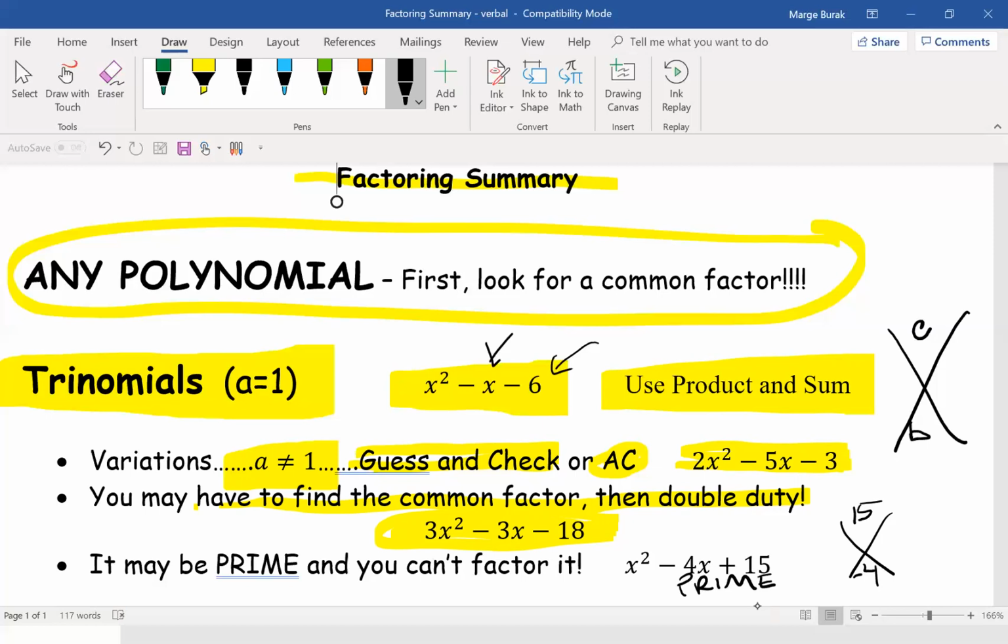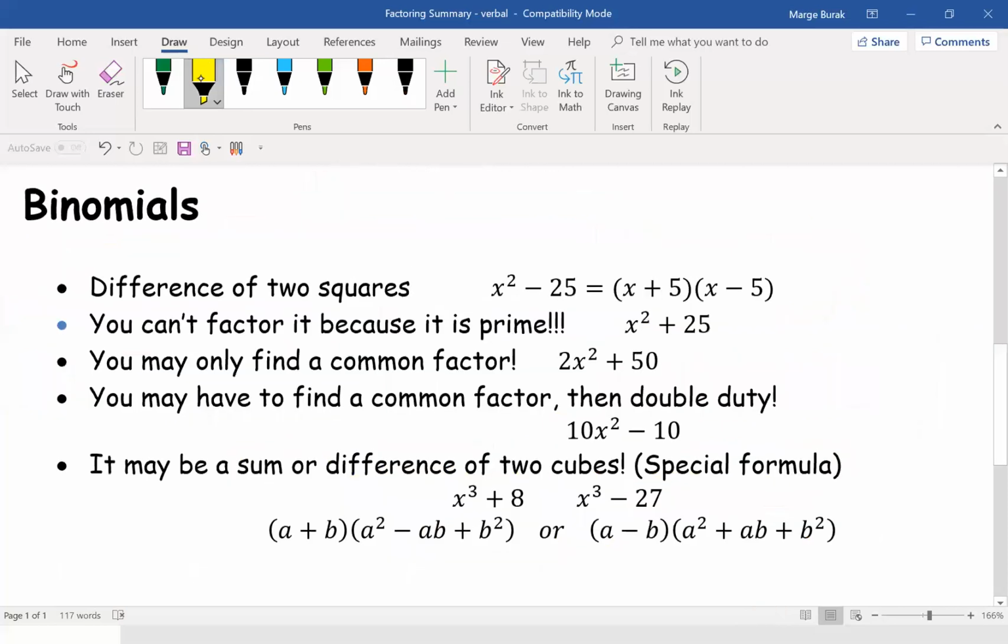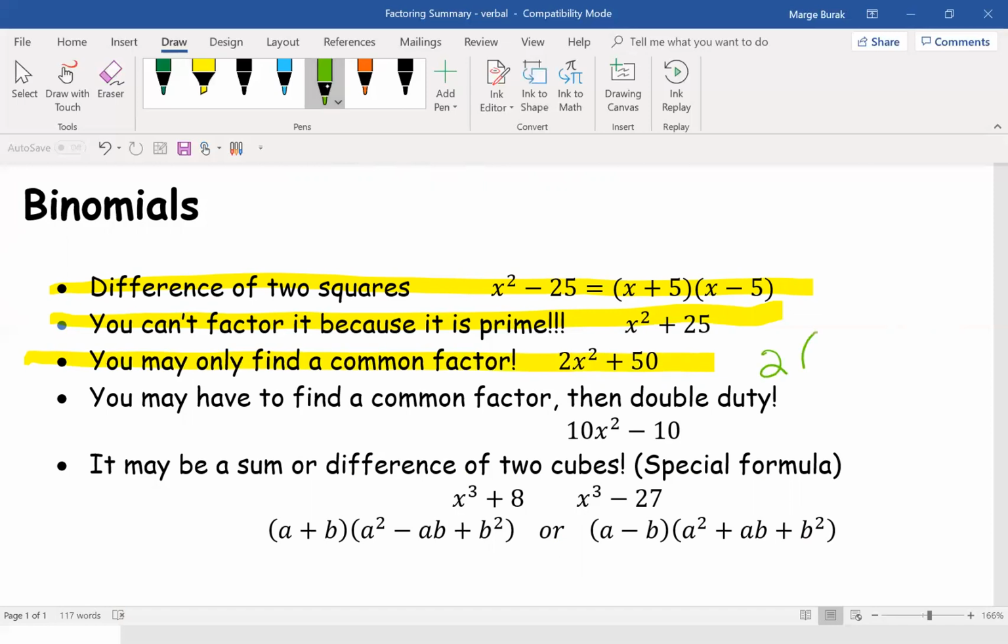All right, the second type would be binomials. Now, with binomials I'm going to show you a little more than you need here. What you really need is the difference of two squares. Don't forget, if it's not a difference, it cannot be factored. If there's a plus between them, it's prime. And you may have to find the common factor first. If you took the 2 out of this, it doesn't mean you can keep going; you might be done right there.